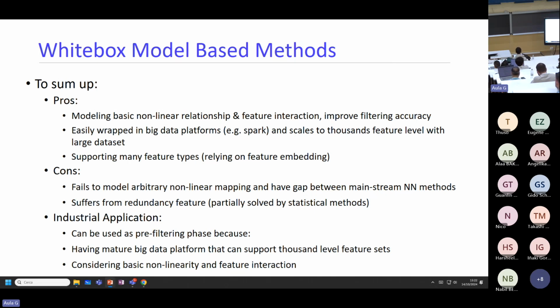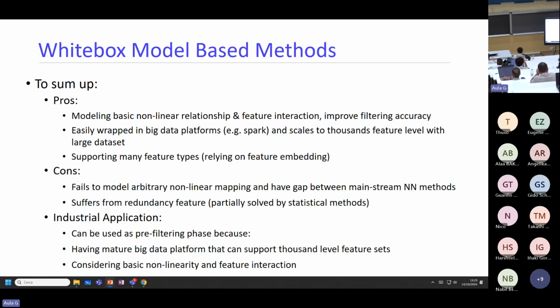To sum up for the white box model-based method, the pros are they can model the basic nonlinear relationship and feature interaction, improving filtering accuracy. They can easily be run on some mature big data platforms like Spark, and scale to 1,000 feature levels with very large data sets. And they can support many feature types relying on feature embedding. Because this method relies on feature embedding, if you put the sparse feature, dense feature, and multi-hot feature into the feature embedding, then to this model, there is no difference.